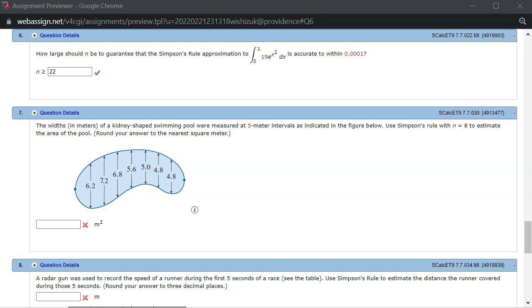Remember that when you do Simpson's rule, n has to be even because Simpson's rule takes care of a couple of sections at a time. So n has to be always even. All right, that's it. I hope that this was clear.